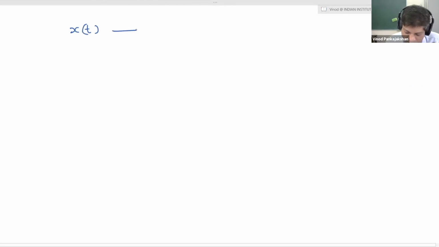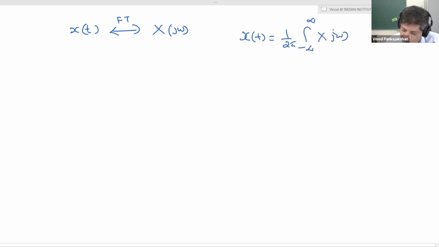Let's say if we have a signal x(t) and X(jω) is the spectrum of that signal, I denote it by this. This means x(t) and X(jω) form a Fourier transform pair. X(jω) is the Fourier transform of x(t), or x(t) is the inverse Fourier transform of X(jω). So I'll be using this notation. And I'm writing it here: 1 upon 2π integral from minus infinity to infinity X(jω) e to the power jωt dω.